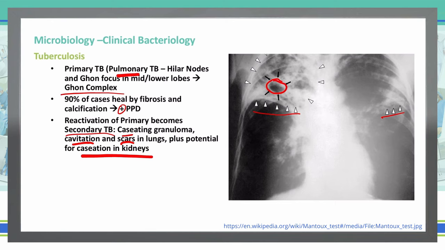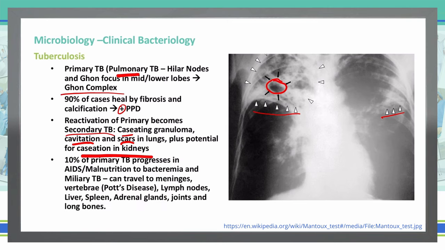Now, the other 10% of cases that aren't healed by fibrosis and calcification, those actually can progress in patients that have malnutrition or specifically have AIDS. They can progress to bacteremia, where the TB infection gets into the blood and moves throughout the body and causes what we know as miliary TB. This can then travel to meninges, to the vertebrae, and that's where we have Pott's disease. It can get into the lymph nodes, the liver, the spleen, the adrenal glands, the joints and bones. So it can get all over the body, and miliary TB is a worse prognosis and a worse infection of tuberculosis that has gotten into the blood and spread.